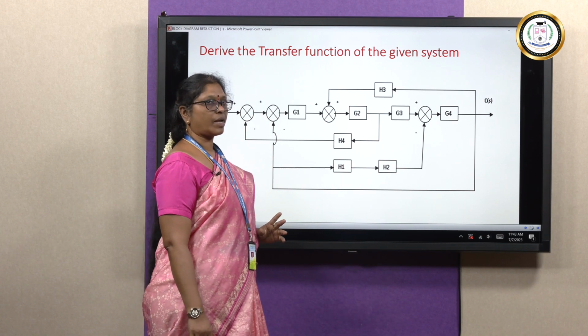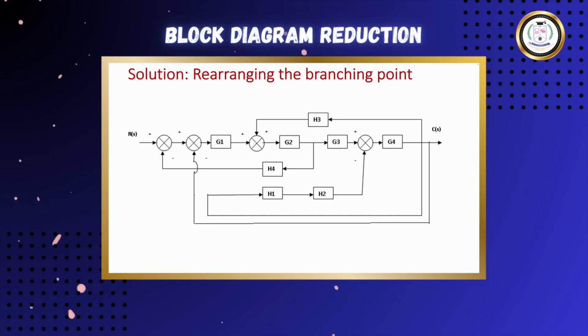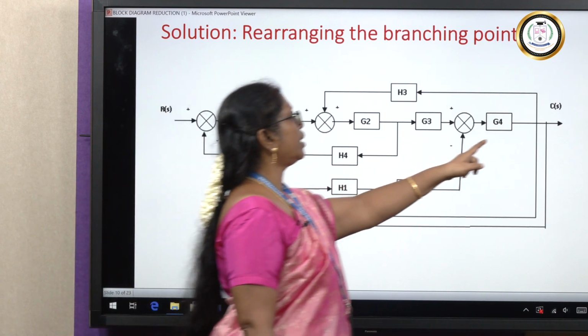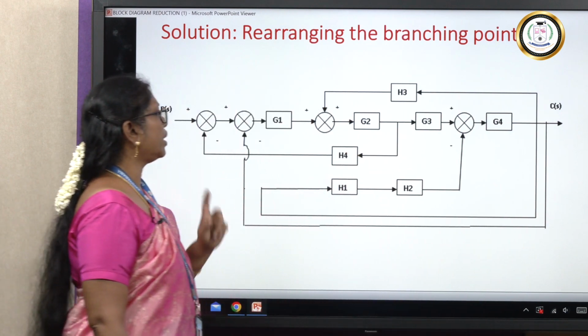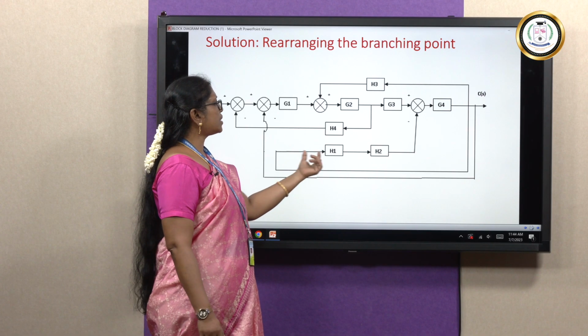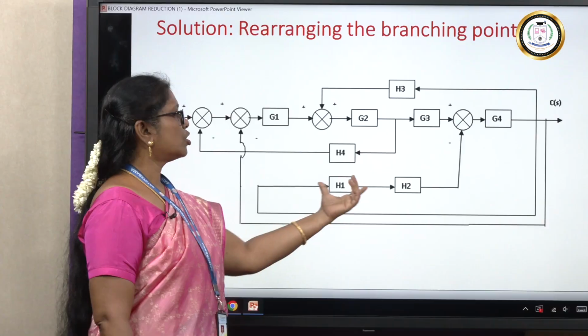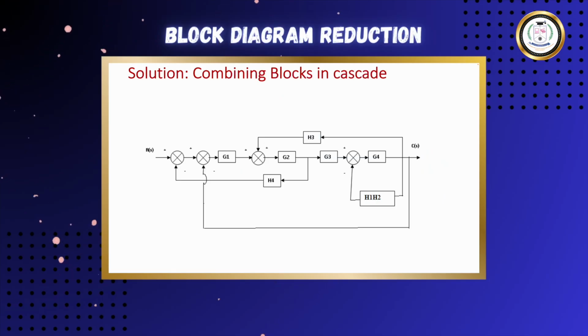So, the first step what I am going to do is, I am going to split this feedback into two. So, rearranging the branching point. From here I had a branching point, so I am just rearranging the branching point. From here I am taking this branching point separately, and from here another branching point goes to the summing point. Now, the feedback loop is separated. Now, if you see H1 and H2 are connected in series, so we can combine these two blocks H1 and H2, correct. So, I am just combining these blocks H1 and H2.